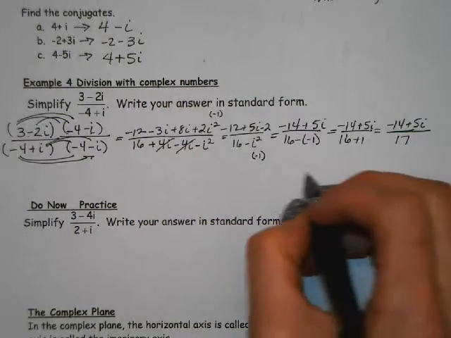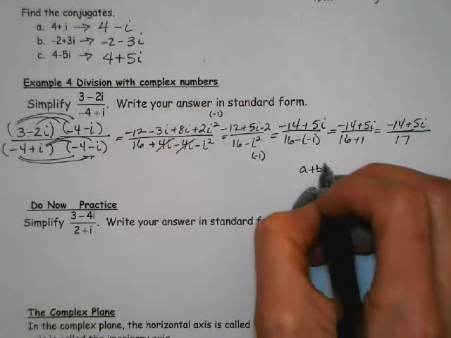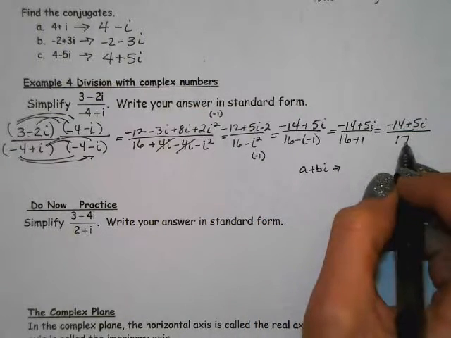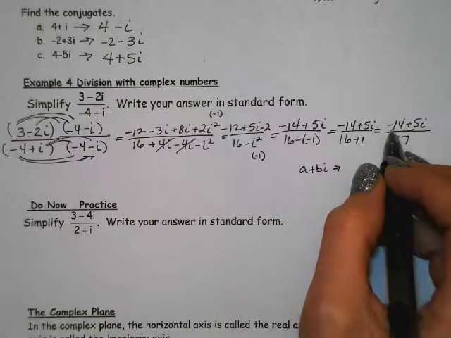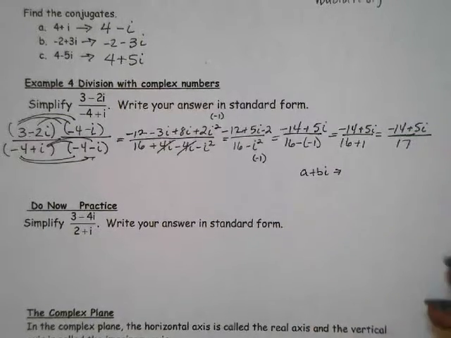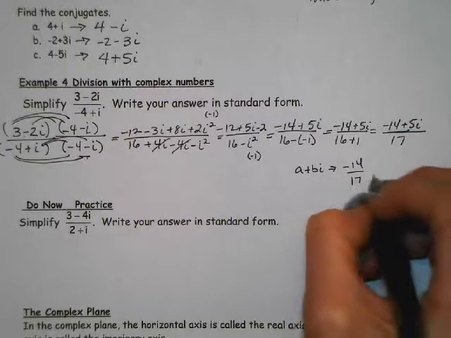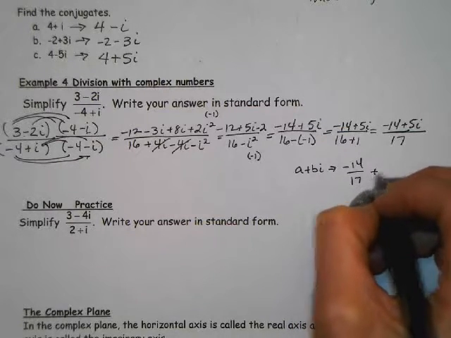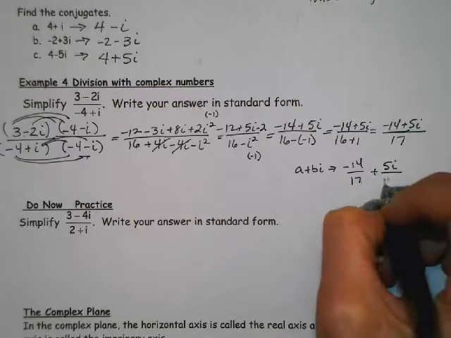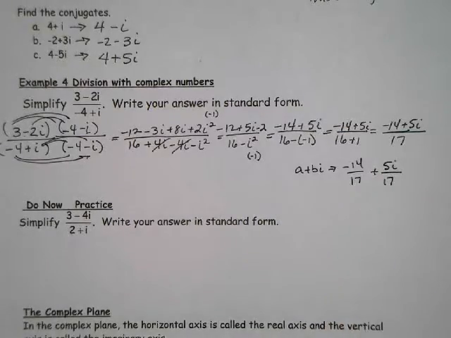However, to put it in true a plus bi format, you really want to separate the denominator over the real and the imaginary. So this really should be written as negative 14 over 17 is the real portion, plus 5i all over 17, and that would be the imaginary portion.